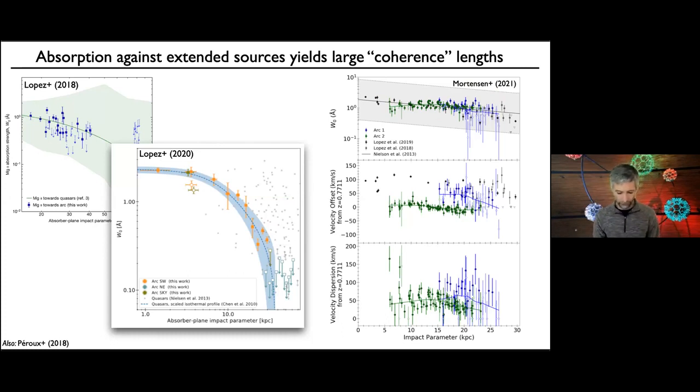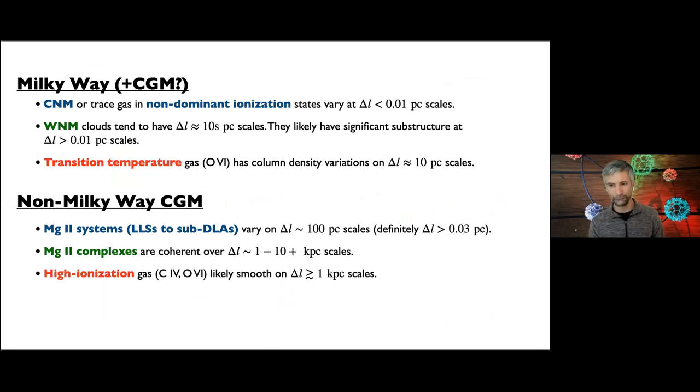All right, so I'll just summarize here. I don't know where I am on time, so I hope I didn't go over too much. But in the Milky Way, the CNM and the non-dominant ionization states certainly vary on extremely small scales. The warm neutral medium gas, though, tends to have consistent column densities across tens of parsec type scales, even though within that, there are probably things we're missing at relatively smaller scales.